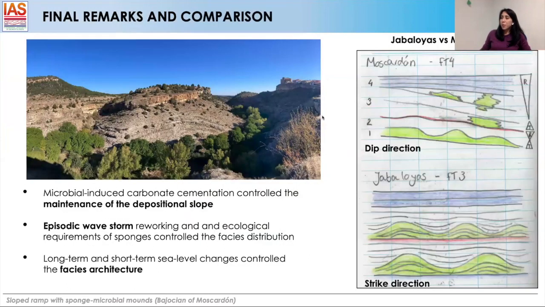For final remarks, we made a comparison between the depositional system of Moscardon and field trip 3 of Habaloyes. The difference in this case is because in Moscardon we saw the outcrop in the strike direction, while in Habaloyes we saw the outcrop in the dip direction.